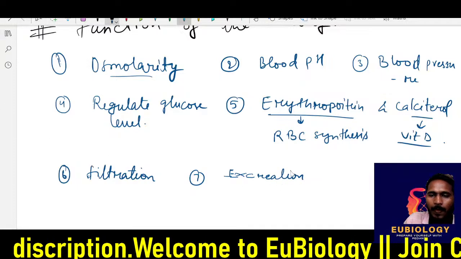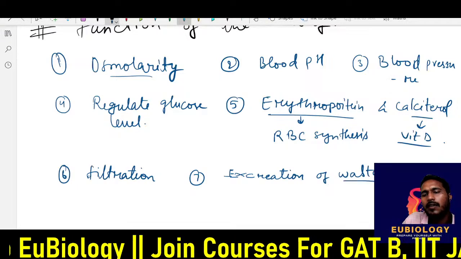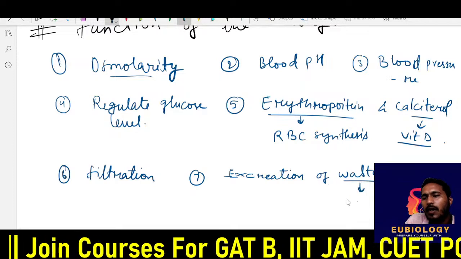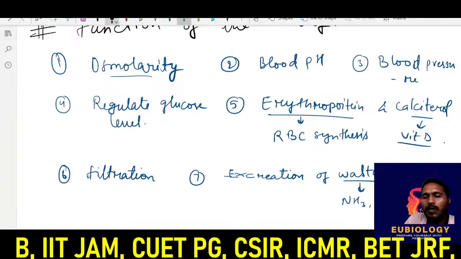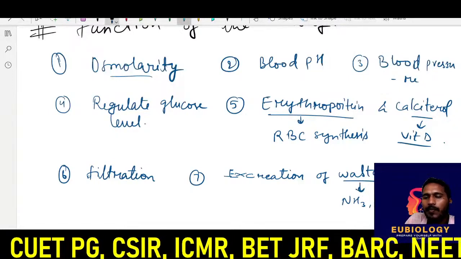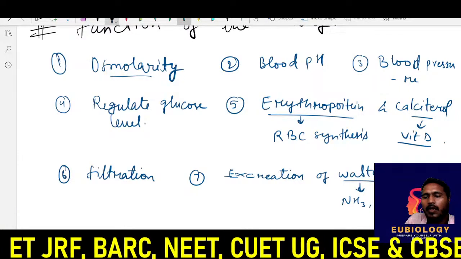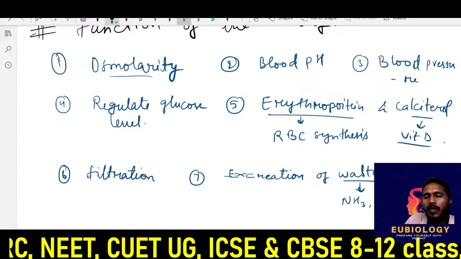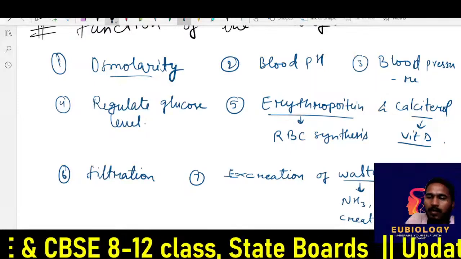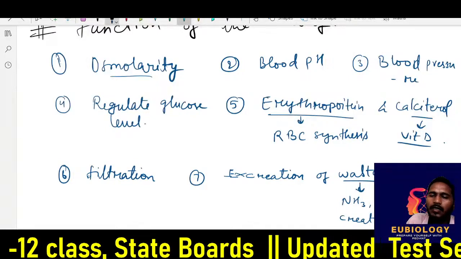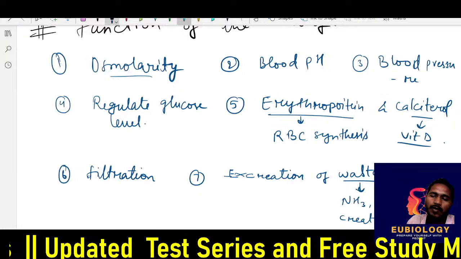Excretion of waste. The waste can be protein waste, like ammonia and all. It can be nucleic acid waste, or it can be creatinine, or it can be urea. So there will be different types of waste which have to be removed.